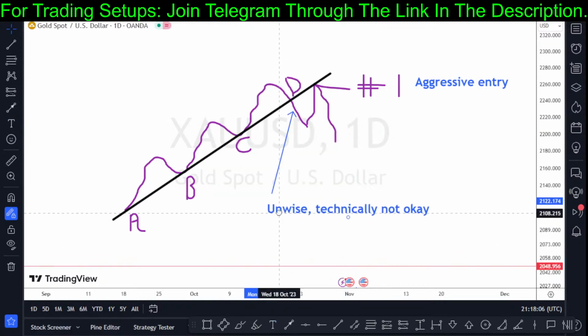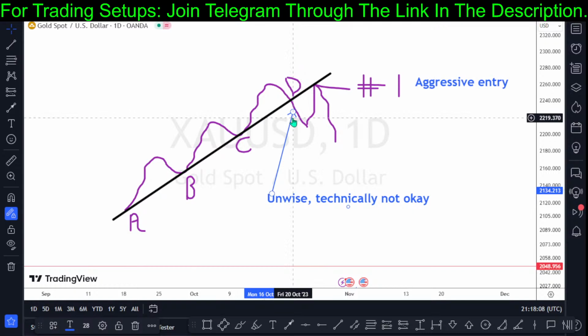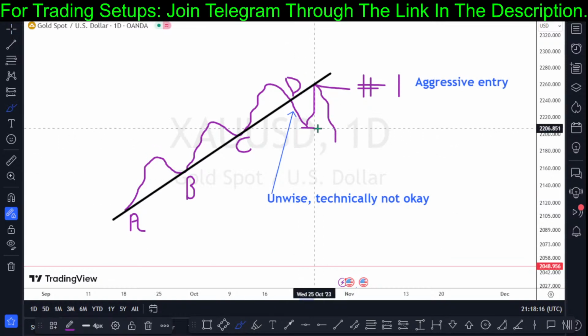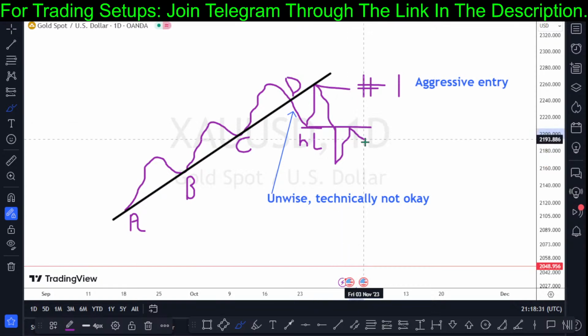So this is the point D. If you make the first entry right here, it's technically not okay, right? So now let's see how the market goes. So once the market goes down right here, this is the last higher low structure right here. So we need the market to prove that yes, the higher low structure has been breached. Once the market goes down right here and then makes a pullback to this level structure right here, then we know yes, we have a change of market structure.